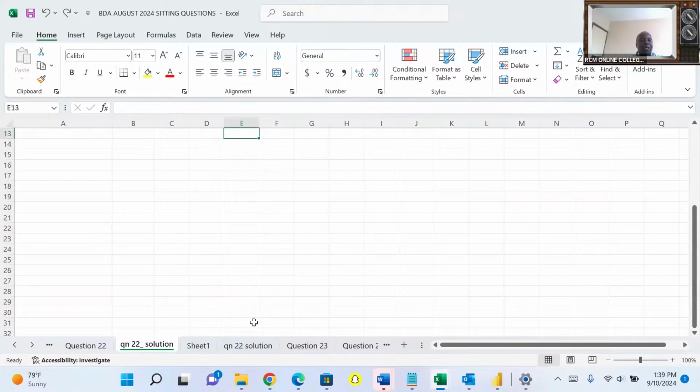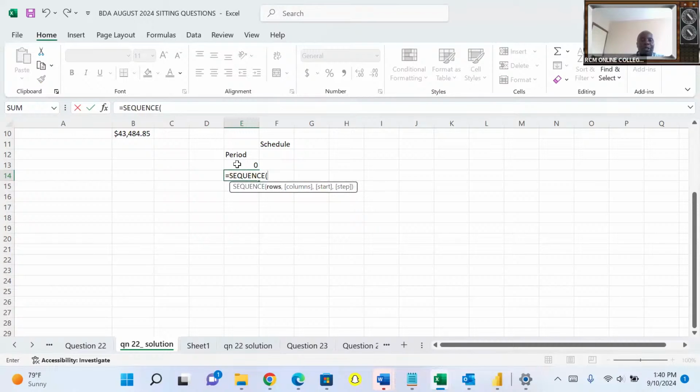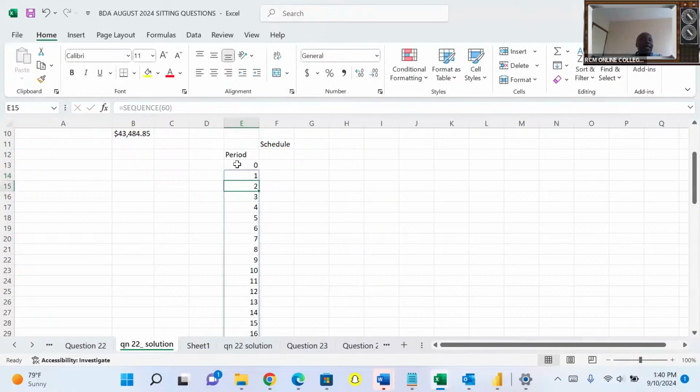If I say control Z, I repeat this. Some other students will write 0 here and then use the sequence down here, which is the easier way. You say equal sequence. I love this because if you follow this approach, you simply write here 60. You don't even have to close brackets. You simply say enter and it fills itself straight away. You say control down arrow, 60.